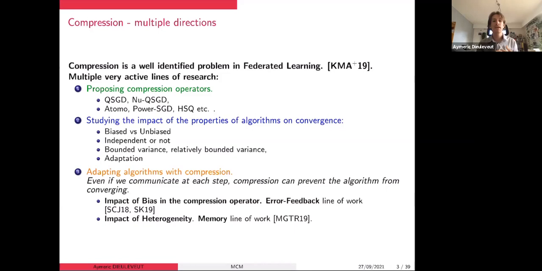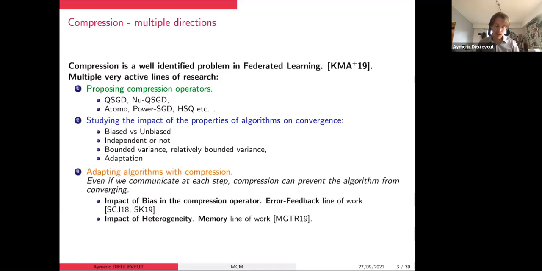And there is a last line of work, which is probably the one I'm the most interested in today, or the one I will use the most, which was introduced in a paper by Constantin Mishchenko. So not the same Constantin as the one working with me, the one working at that time, at least, with Peter. And there's this paper that proposed some kind of memory trick to tackle the impact of heterogeneity.